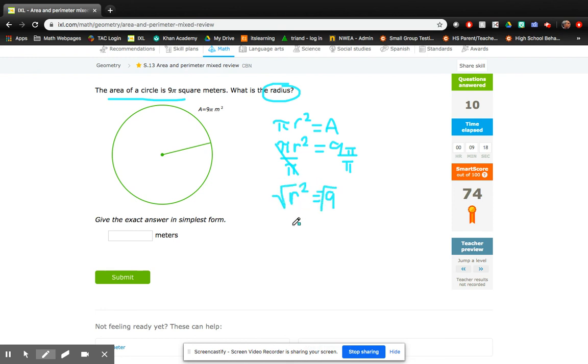Get rid of the square with the square root, and the radius is 3. And it does just ask for radius this time. So we don't have to go any further, like multiplying by 2 or anything, because that did solve for radius.